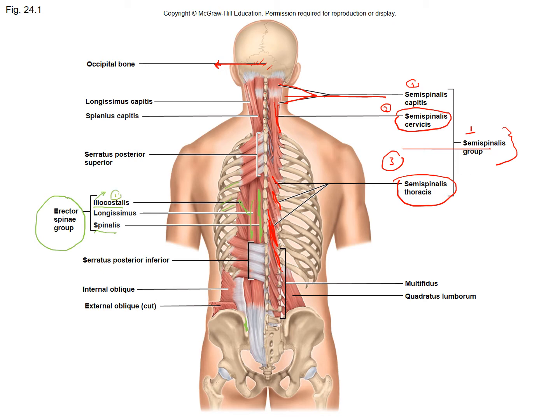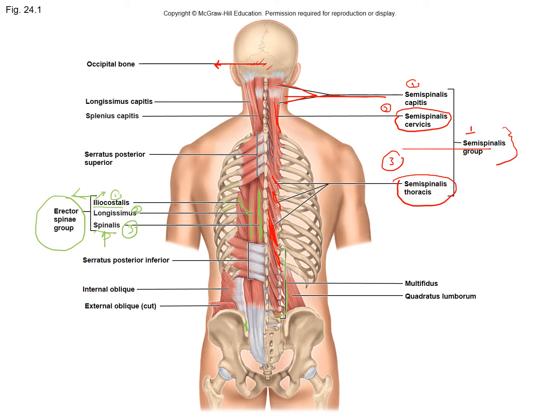So there is always a question about which one is most medial. From lateral to medial: iliocostalis, longissimus, and spinalis. So if there's a question which one is most medial, spinalis. Which one is most lateral of the erector spinae would be iliocostalis.